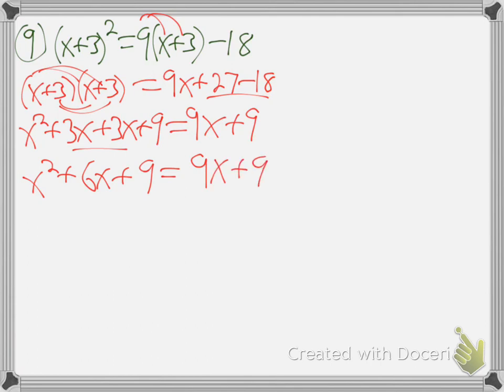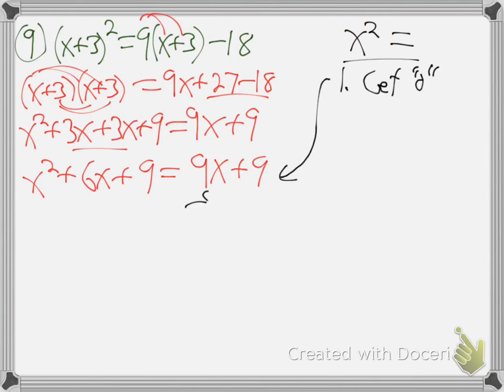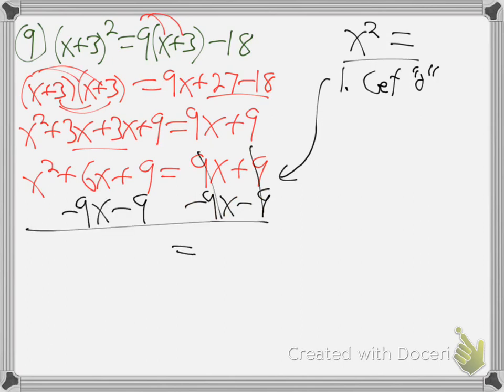What do we do when we have x squared with an equal sign? Step 1, get a 0. So I got to get a 0, so subtract 9x, subtract 9. Subtract 9x, subtract 9, gone. 0. This is x squared minus 3x, and these cancel. All right, that's easy to finish.